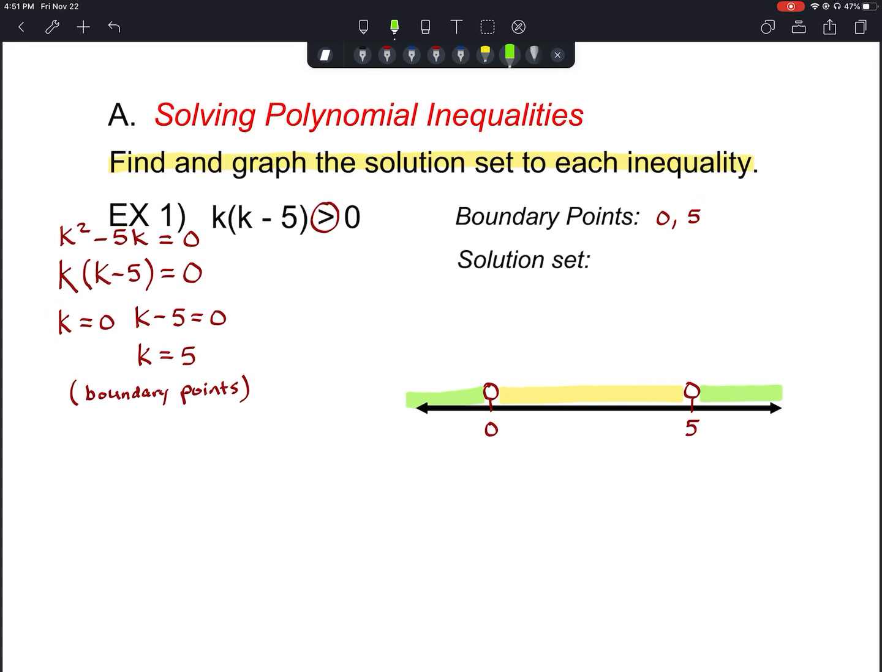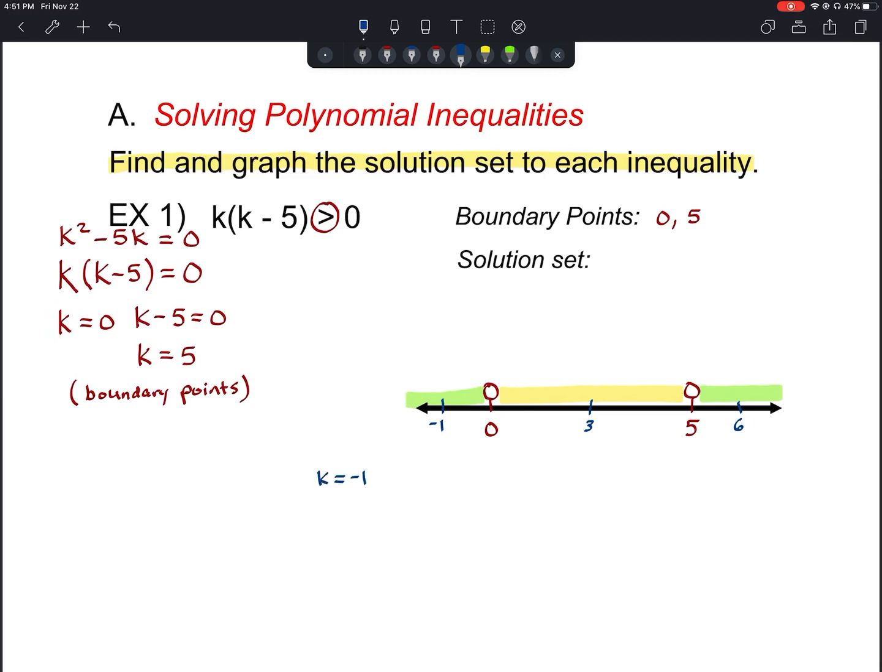Now, polynomial inequalities will sometimes follow those little tricks we've been doing, but it may not always work here. So what I'm going to ask you to do is choose values from each of the regions and plug them in to see which ones make it true. You'll see here I put -1, 3, and 6. So we'll start here with -1.